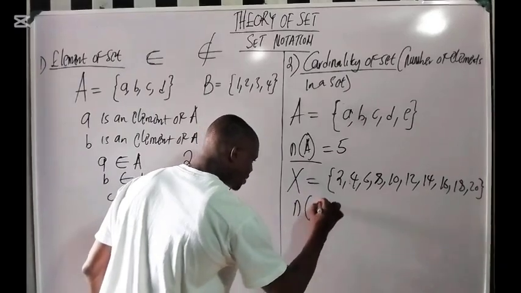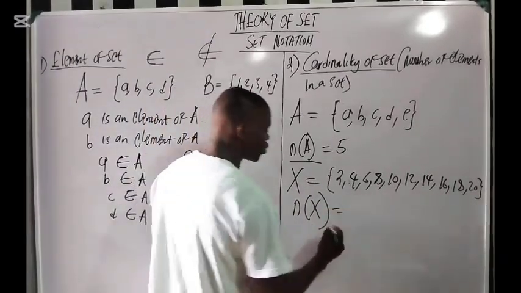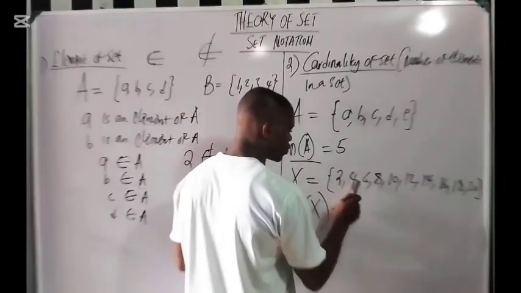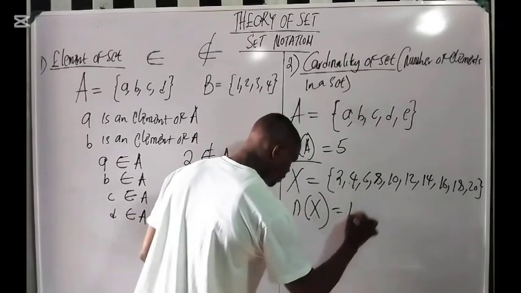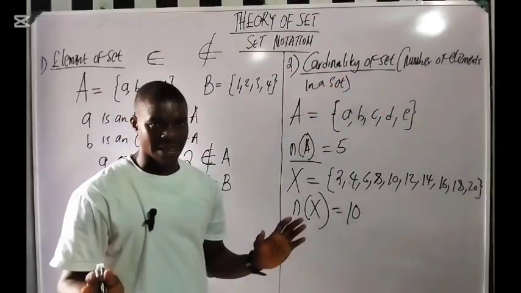Cardinality of a set is equal to, here, you simply count the members or elements of that set. 1, 2, 3, 4, 5, 6, 7, 8, 9, 10. Here we have 10. That is it. So this is called the cardinality of a set, as easy as that.